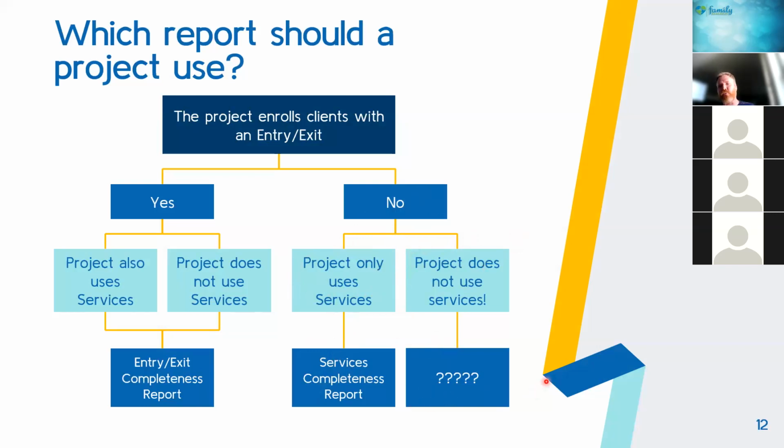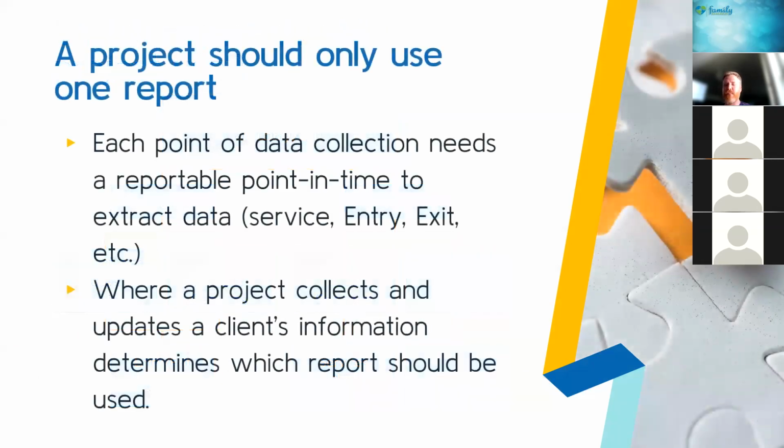So I have question marks here, and really it comes down to what those services in the entry exit actually mean from a reporting perspective. And so if you use entry exits, even if you add services to those records from that same provider, that project should really only be checking itself with the entry exit completeness report. If you do both, it's not going to necessarily cause problems, but it's going to confuse staff a little bit because of how the reports work.